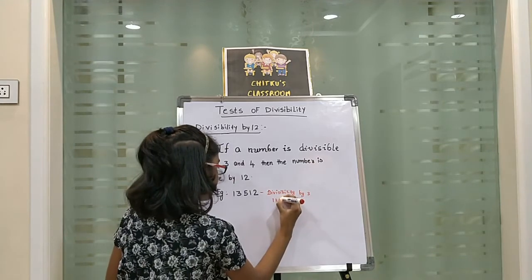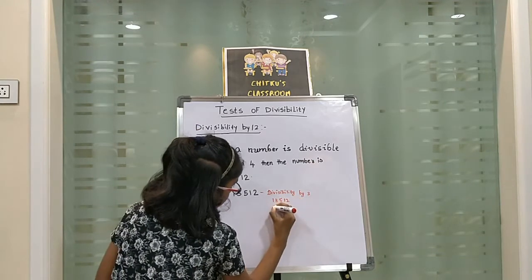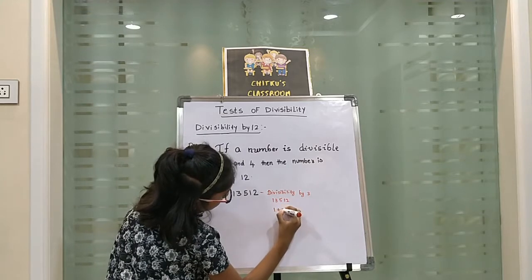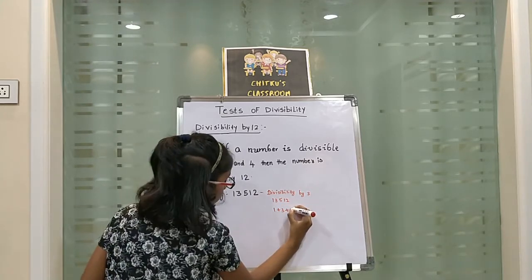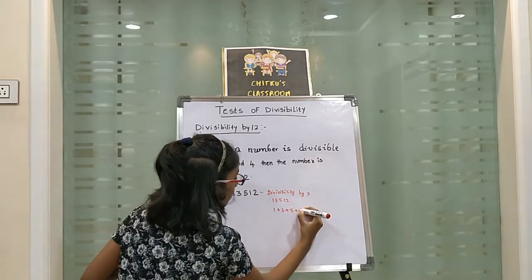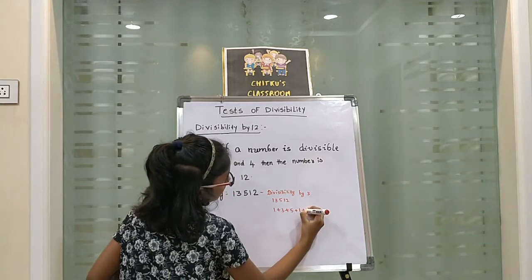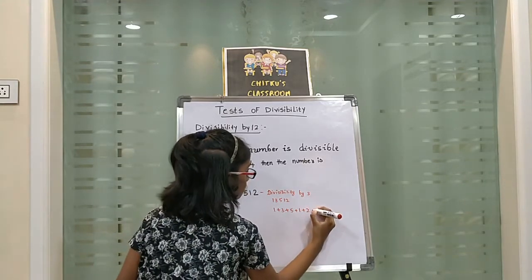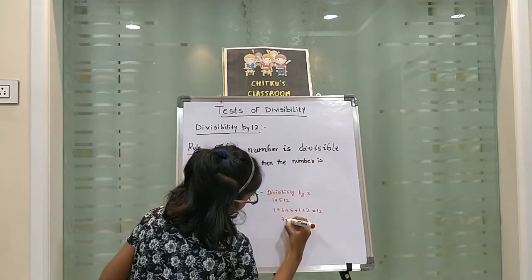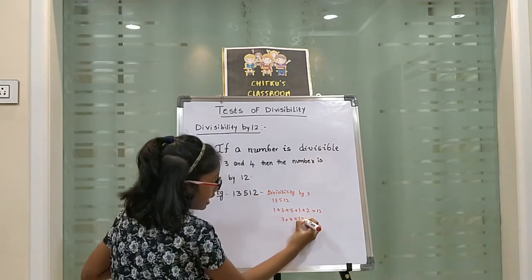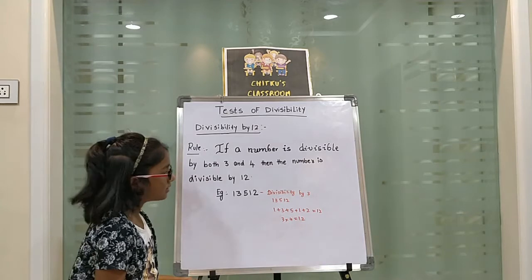So 13,512. Let's add: 1 plus 3 is equal to 4. 4 plus 5 is equal to 9. 9 plus 1 is equal to 10. And 10 plus 2 is equal to 12. 3 times 4 is equal to 12. So that means it's divisible by 3.